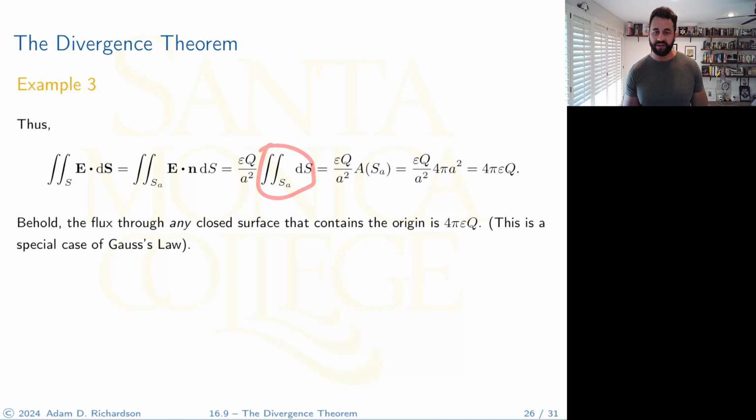And this is just the area of the surface. And so that's what we get right here. Now, what is the surface area of a sphere of radius a? It's 4 pi a squared. Get a nice cancellation there. And then you're left with q over 4 pi epsilon. And voila, behold, the flux through any closed surface that contains that charge Q is given by this value here. And this is actually a special case of Gauss's law. Cool stuff. Just cool results.